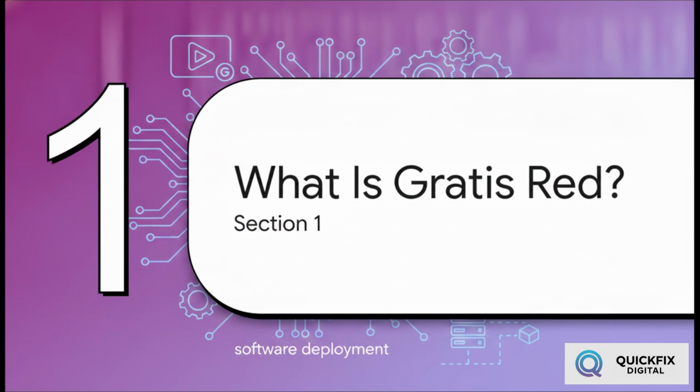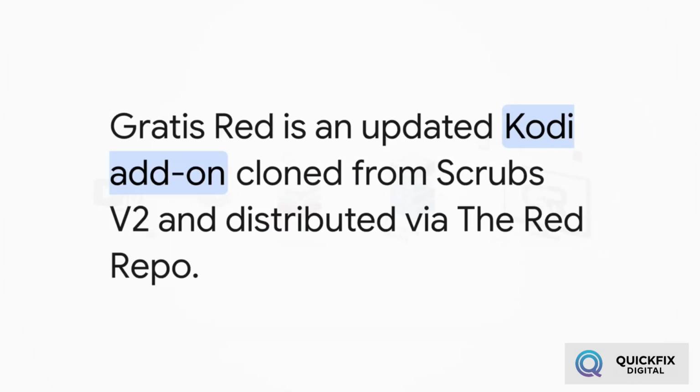All right, Section 1. What exactly is Gratis Red? Basically, Gratis Red is an updated Kodi video add-on. Now, if you've been around the block with Kodi for a while, you probably remember the hugely popular Scrubs v2 add-on. Well, Gratis Red is actually a clone of that, and it's currently distributed through the Red repo. The big draw here is that by stripping away all those massive, complex menus, it gives you this incredibly lightweight experience that just won't bog down your device.